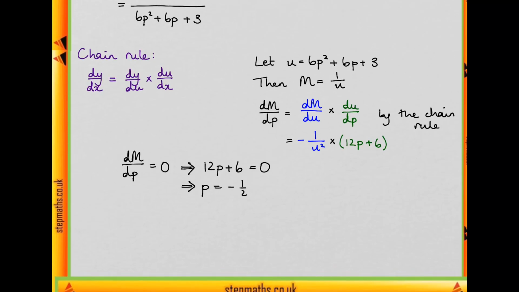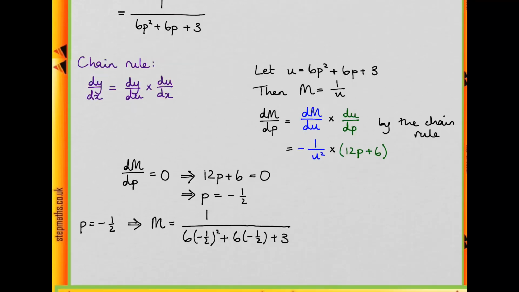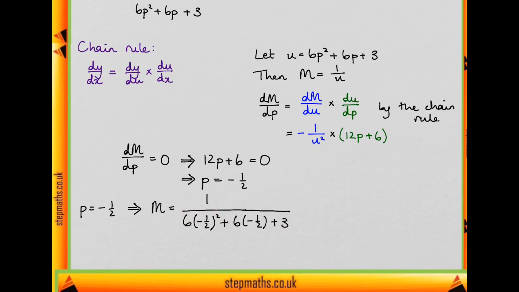And now m has its maximum at this value of p, so to find out what that maximum is, we're going to put p equals minus a half into the formula for m. So p equals minus a half means that m is equal to this.